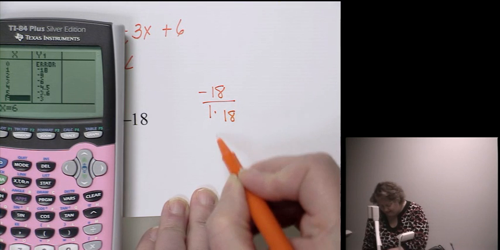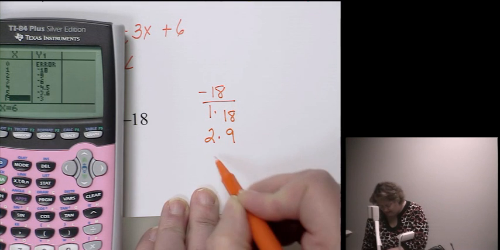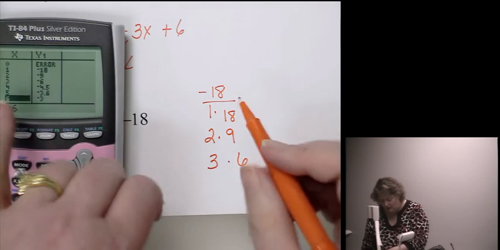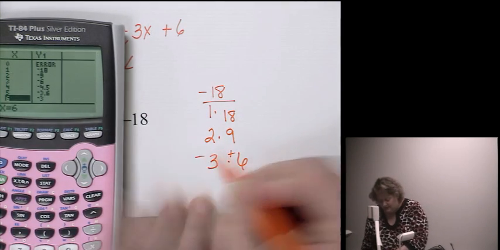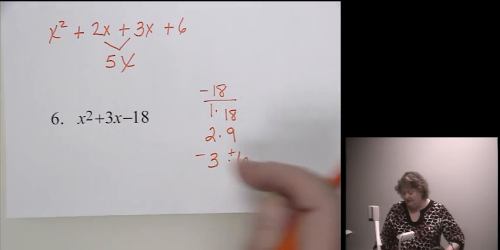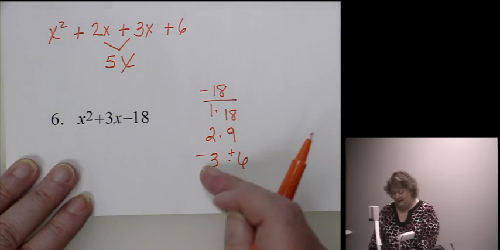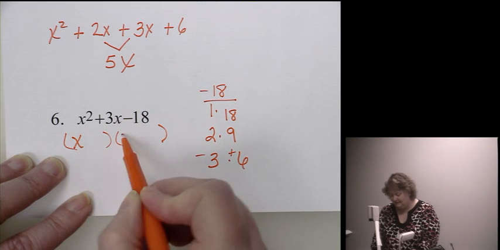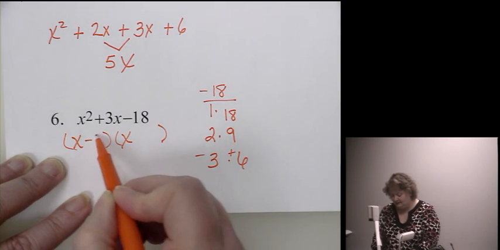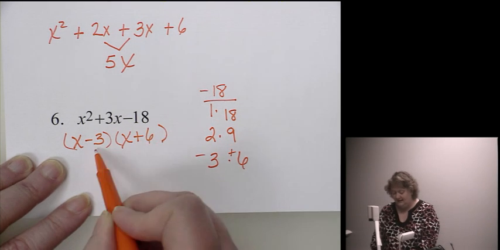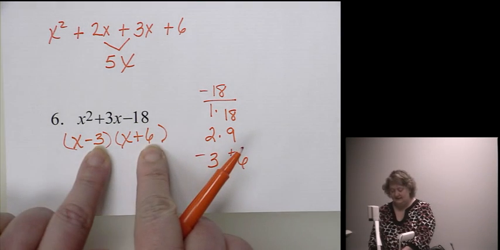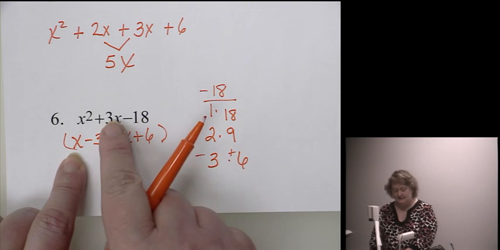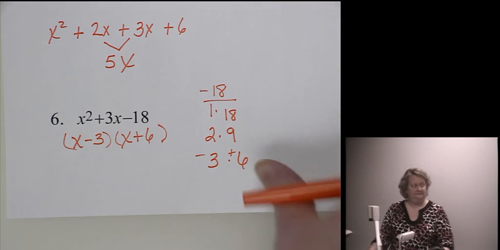1 and 18, 2 and 9, 3 and 6. And remember that the larger term has to match the middle. So since my middle is a positive, the 6 has to be positive, the 3 has to be negative. Draw your 2 parentheses, x minus 3, x plus 6. Negative 3 times 6 is a negative 18. Negative 3x plus 6x gives me a positive 3x.